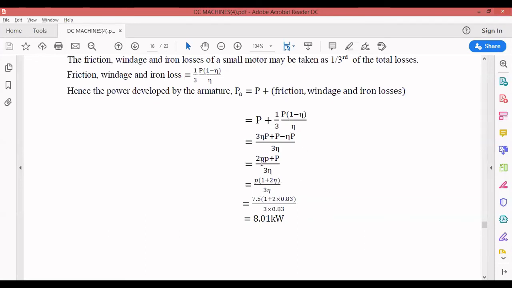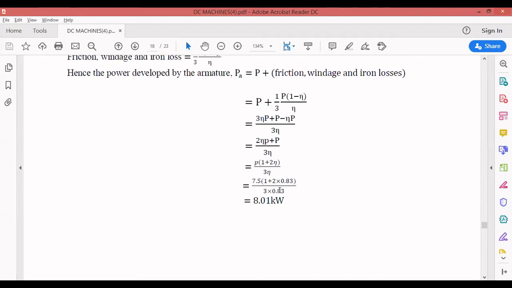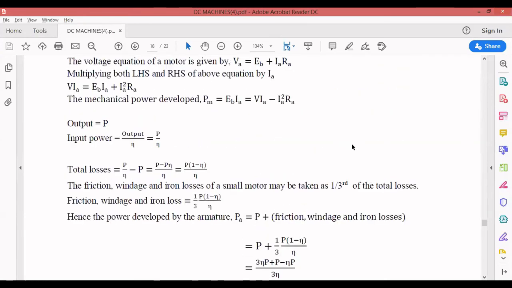Then finally what you get here? 2 eta P divided by 3 eta, P plus P divided by 3 eta. Take P outside. 1 plus 2 eta divided by 3 eta. Then substitute here. What is the rating of the machine given? Rating of the machine P is nothing but 7.5. 1 plus 2 into efficiency, efficiency is given 0.83, divided by 3 into 0.83. So what you get, power developed by the armature is nothing but what? 8.01 kilowatt.